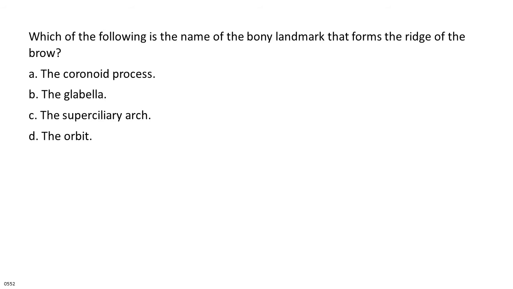Which of the following is the name of the bony landmark that forms the ridge of the brow? A. The coronoid process. B. The glabella. C. The superciliary arch. D. The orbit.